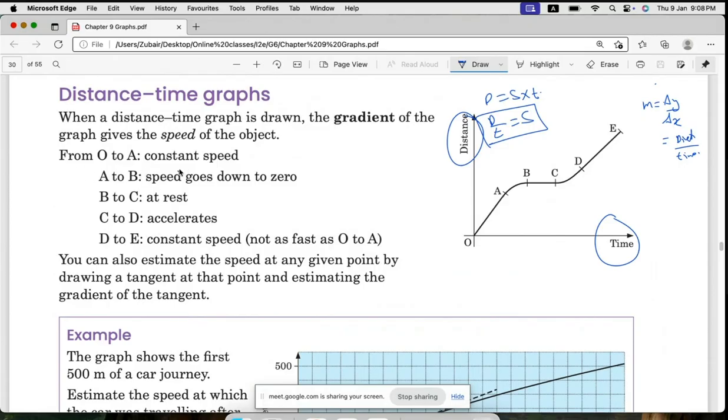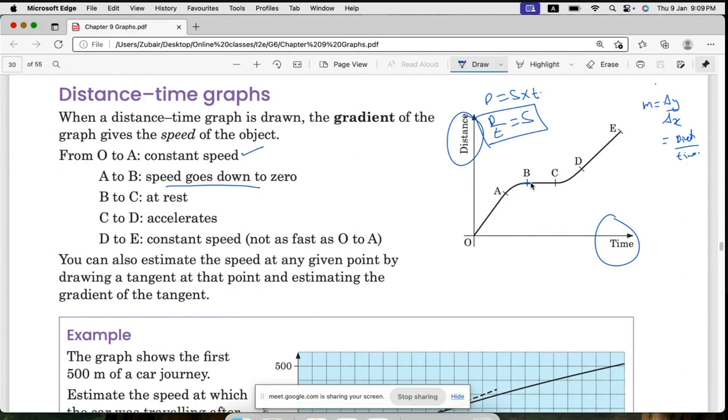So from O to A, if you see, this is a straight line, that is fixed gradient, constant gradient. So that means constant speed. A to B, see the gradient is decreasing. Hence, the speed is decreasing and the gradient decreases to zero. It eventually becomes horizontal at B. So the speed is decreasing to zero.